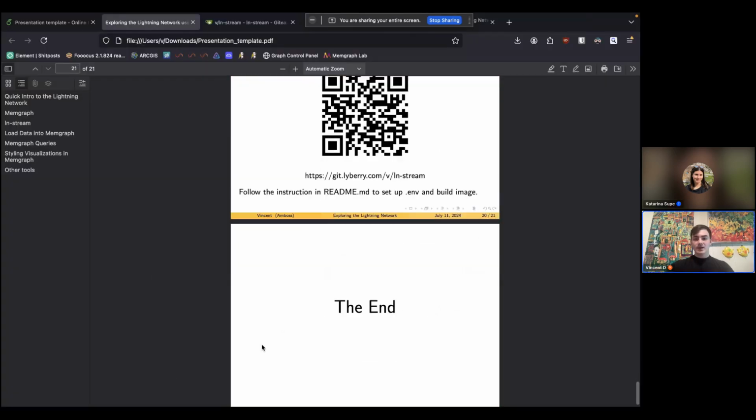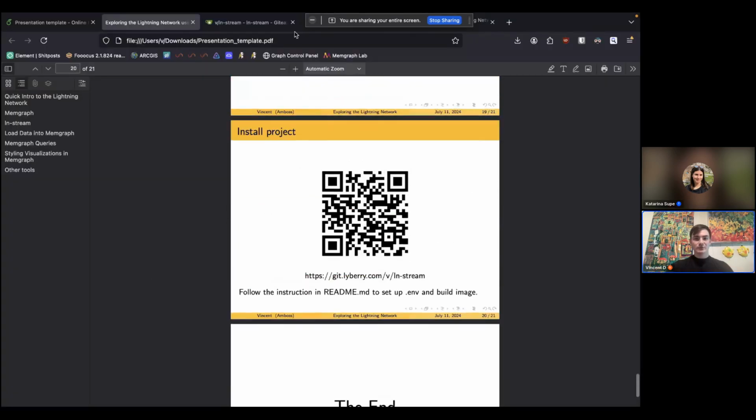And so that's pretty much the presentation. We'll be going off of that and setting up the project, and then running some queries in Memgraph.